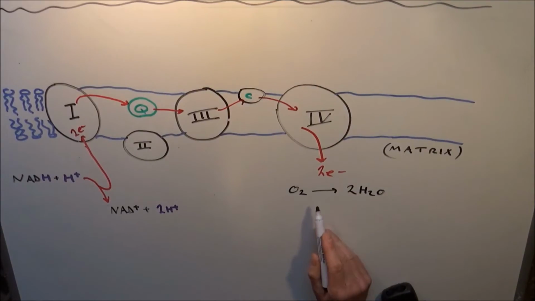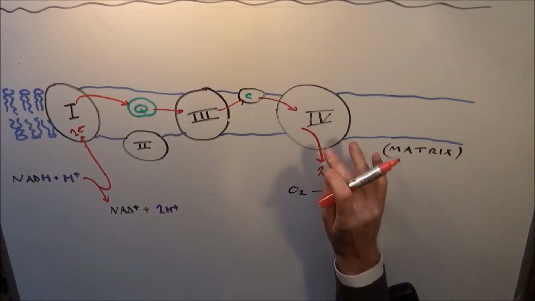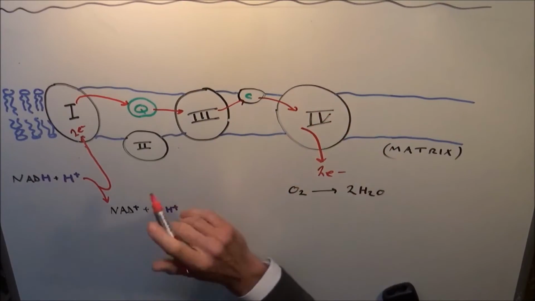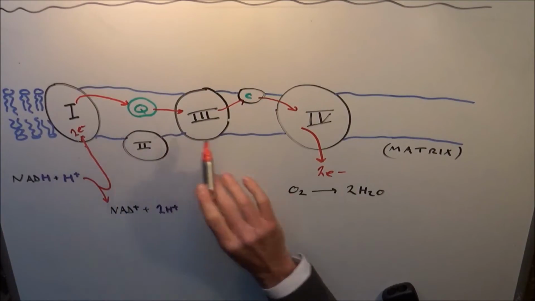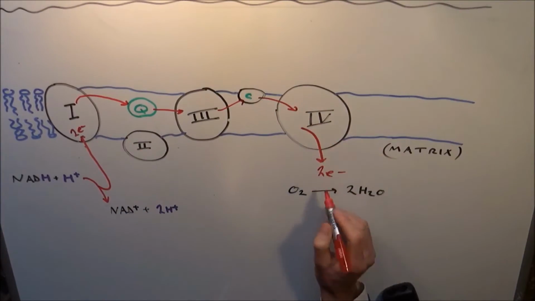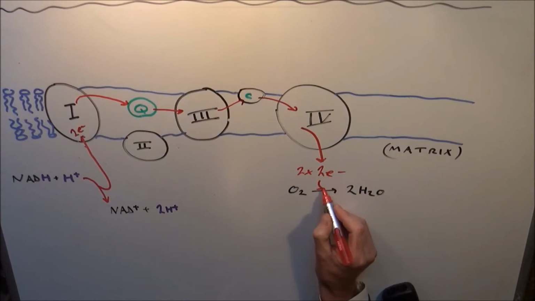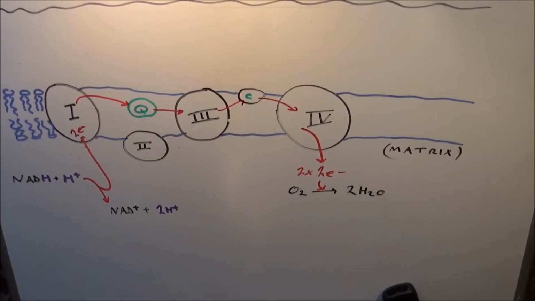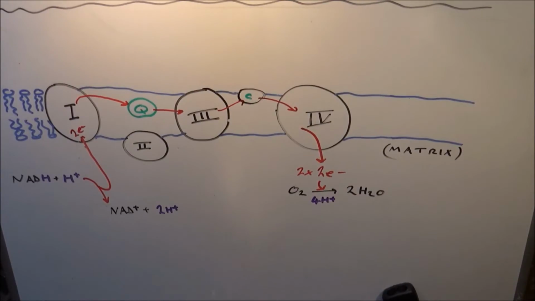Now you'll notice, or you'll hopefully remember, that we've got 4 hydrogens going on here, so that's the equivalent of 4 electrons. So in fact what happens is that this complex 4 holds 4 electrons, so you have to oxidize 2 molecules of NADH, send 4 electrons, they build up on here, and then you get altogether 2 times 2 is 4 electrons, and they add on to the oxygen, and you would need 4 H pluses, and that's, if you like, the bang at the end.